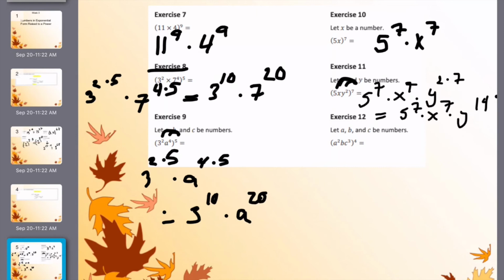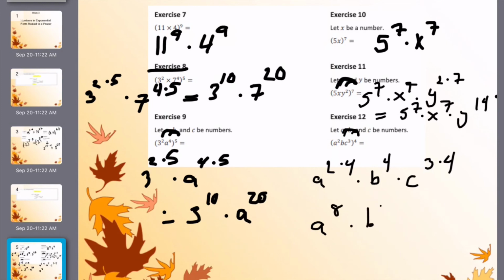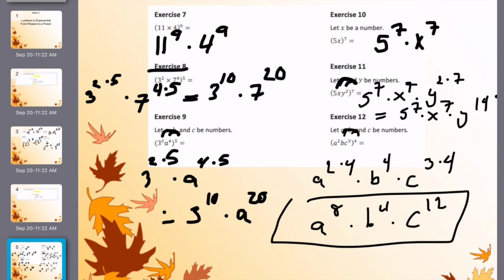And one last problem for us really quick. Let a, b, and c be numbers. Again, I need to distribute this power of 4 to each term. So this is a to the 2 times 4 times b to the 4th times c to the 3 times 4. 2 times 4 is 8, so I have a to the 8th times b to the 4th because nothing changed there, and c to the 12th, because 3 times 4 is 12. And that's going to be my final answer.